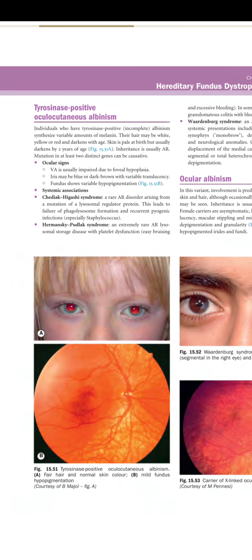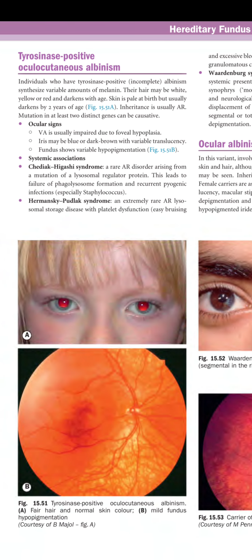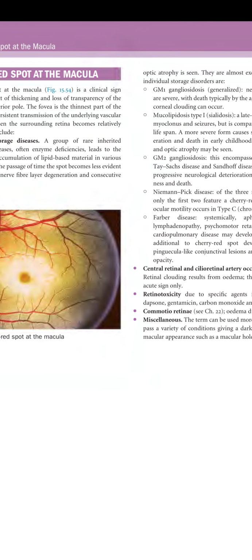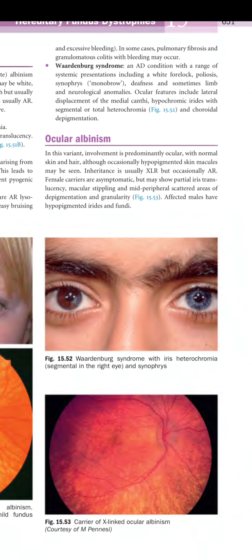So this is a tyrosinase positive oculocutaneous albinism. A is showing fair hair and normal skin color. B is showing mild fundus hypopigmentation. So this is Waardenburg syndrome, with iris heterochromia, segmental in the right iris, and synophrys, carriers of X-linked ocular albinism.